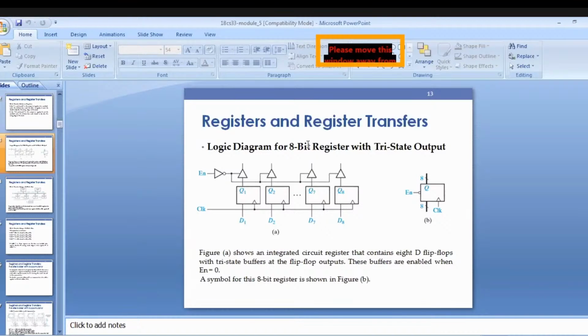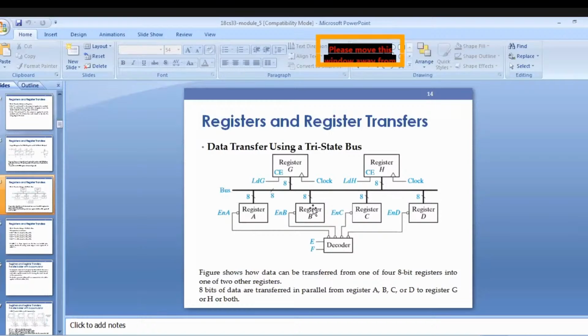See here, in this also, while using the 8-bit register with tri-state, this is the integrated circuit of the register. It contains D flip-flops with tri-state buffers at the flip-flop outputs, and these buffers are enabled when enable is equal to 0. The symbol of the 8-bit register is shown in the figure, and we'll see how it is connected. With the help of a bus, you can carry the information in this circuit diagram.